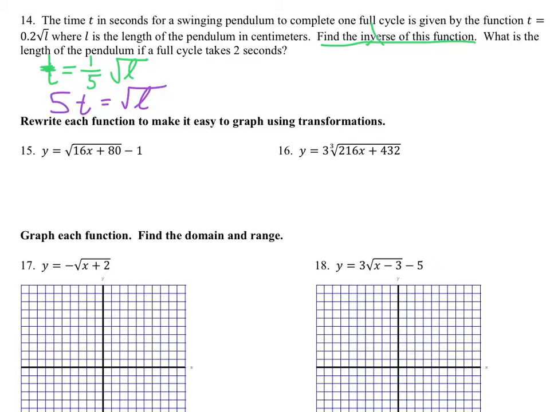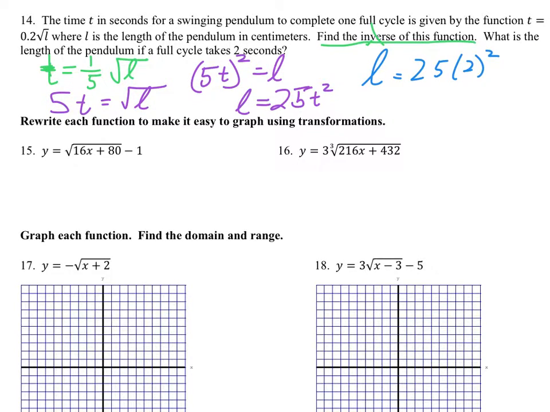And then we can square both sides, so we're squaring the entire 5t, and that gets rid of the square root on the L as well. And then we could finish that up as just 25t squared. And so then the question becomes, if a full cycle takes 2 seconds, then we plug a 2 in for t, so L equals 25 times 2 squared. So really, 2 squared is 4 times 25. We're talking 100 centimeters for the length of that pendulum.